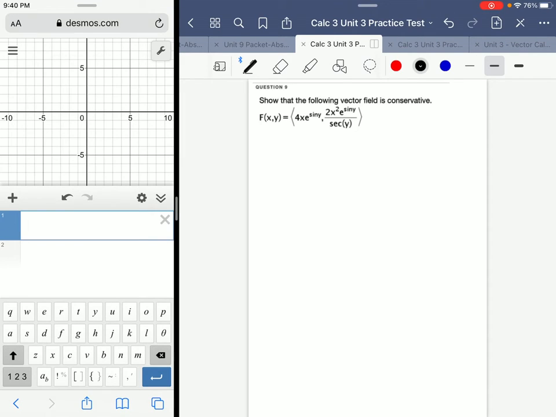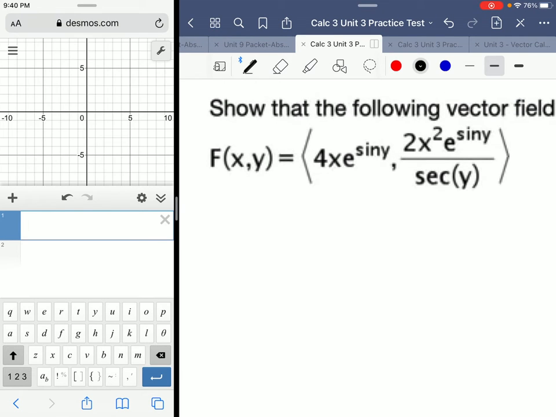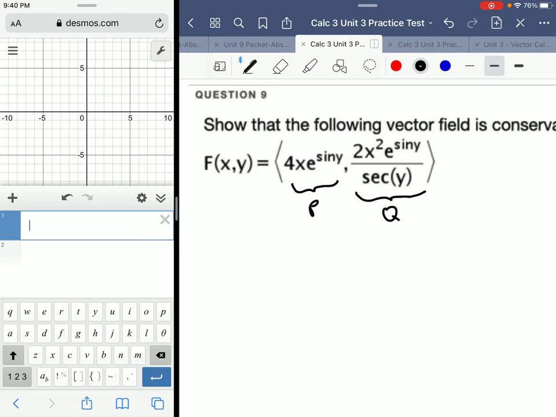So looking at number 9, we're asked to determine if the vector field is conservative. The first component here is the P component, the second one is the Q component. We should be looking to see that the first order partial for P with respect to y is equal to the first order partial of Q with respect to x.